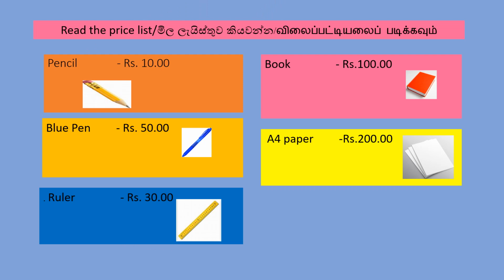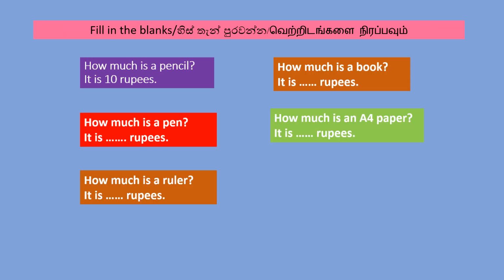Read the price list. Pencil rupees 10. Blue pen rupees 50. Ruler rupees 30. Book rupees 100. A4 paper rupees 200. How much is a pencil?